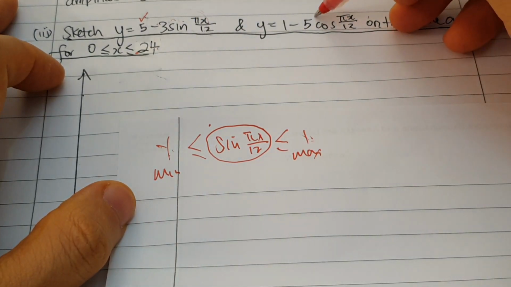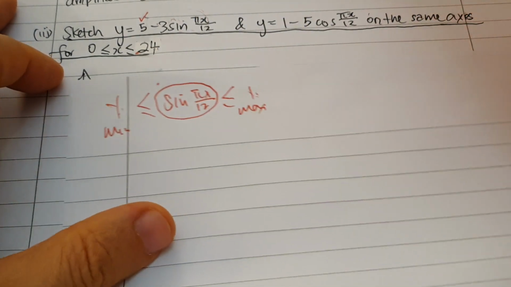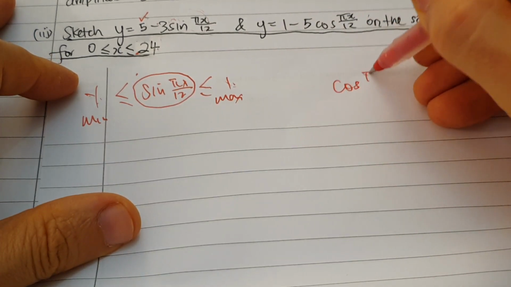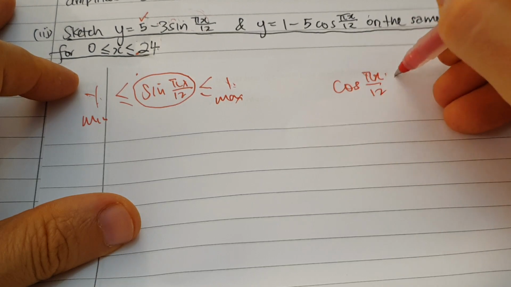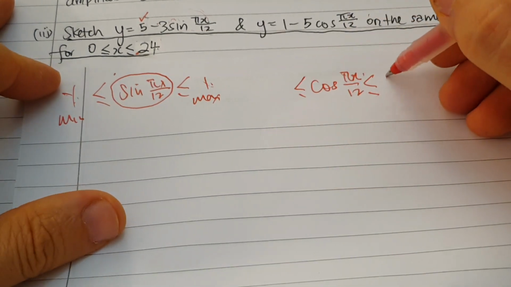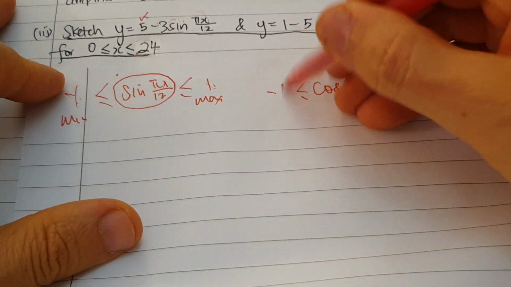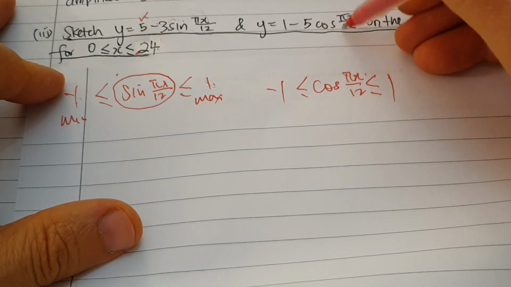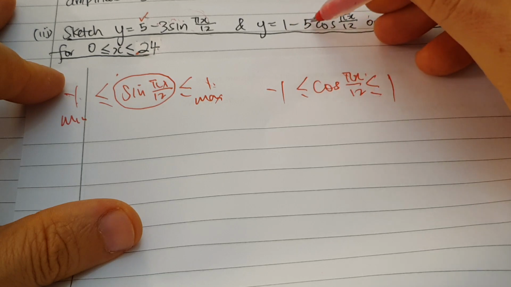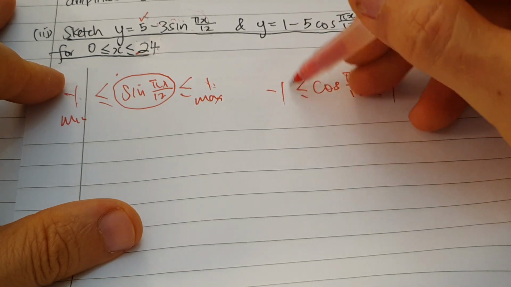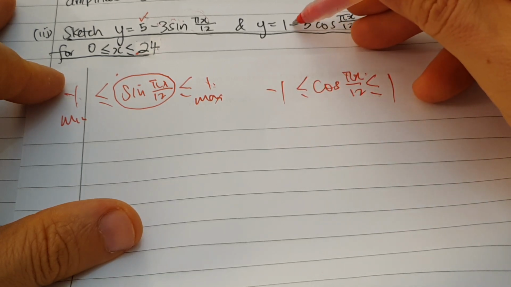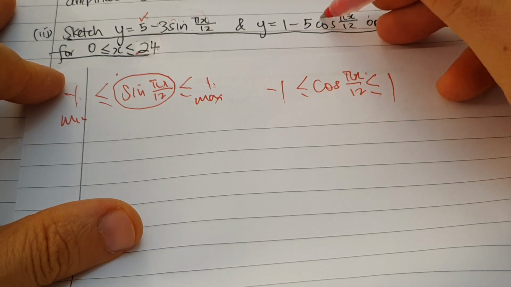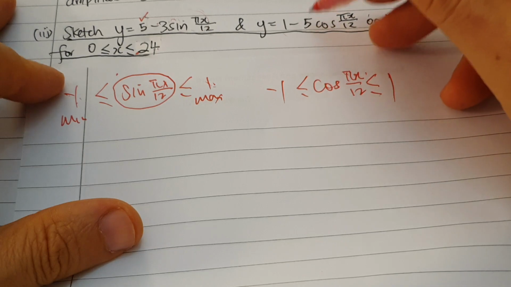Let's try this. Maximum for this cosine, the maximum is also 1. Minimum is also -1. So if my maximum for this is 1, I'll get a smallest value. So I have to choose this -1 here. So that is 1 minus 5 times -1, which will give me 6. So 6 is the maximum for this.